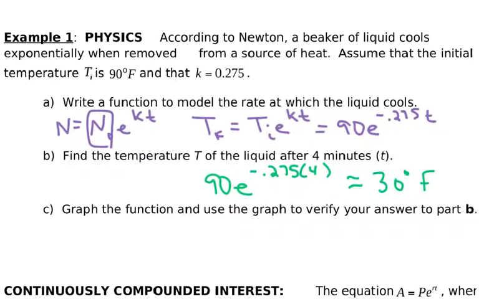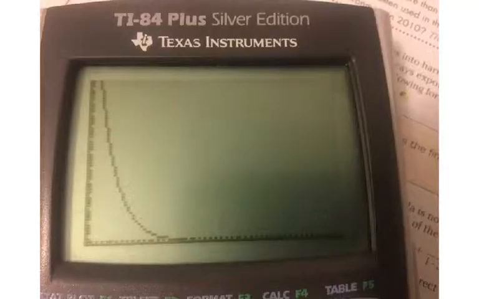Then it wants us to graph the function and use the graph to verify the answer to part B. So here's the graph, and I changed the window settings because the temperature started at 90 degrees. Remember, the axes, this is going to be time and this is going to be temperature. And if you don't know that, then you might mix up the problem.